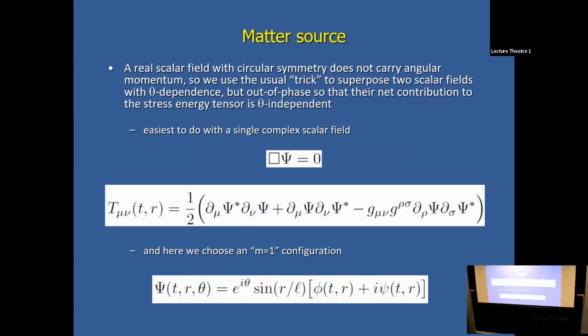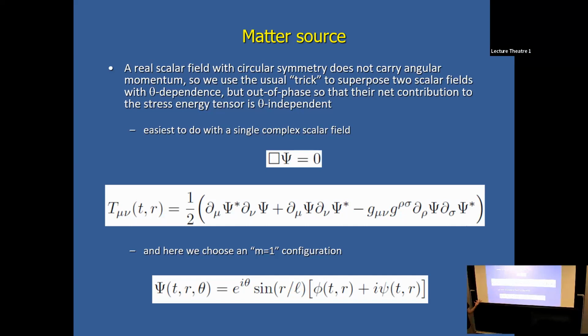So we're going to be looking at scalar field collapse. But the same thing as in 4 dimensions: if you wanted an axisymmetric scalar field to carry angular momentum, here a circularly symmetric scalar field can carry angular momentum. We do the usual trick where we superpose two scalar fields. One we give a sine theta profile, the other a cosine theta profile. And then in the stress tensor, it's going to be sine squared plus cosine squared. So it's circularly symmetric, but there is net angular momentum.